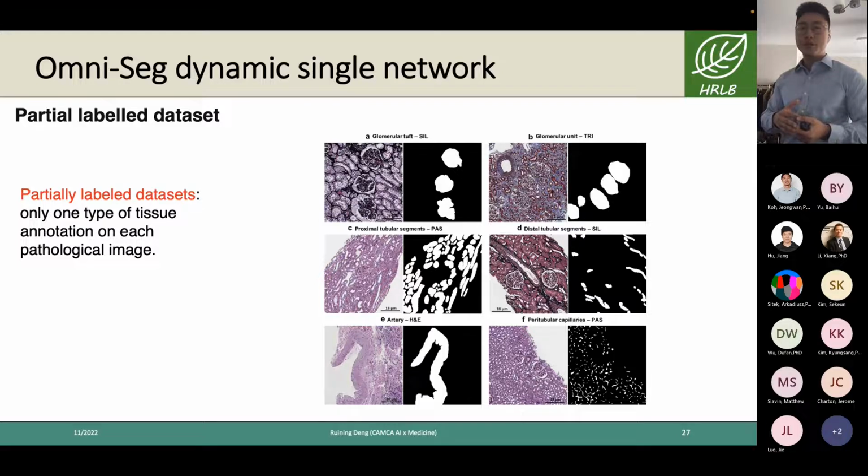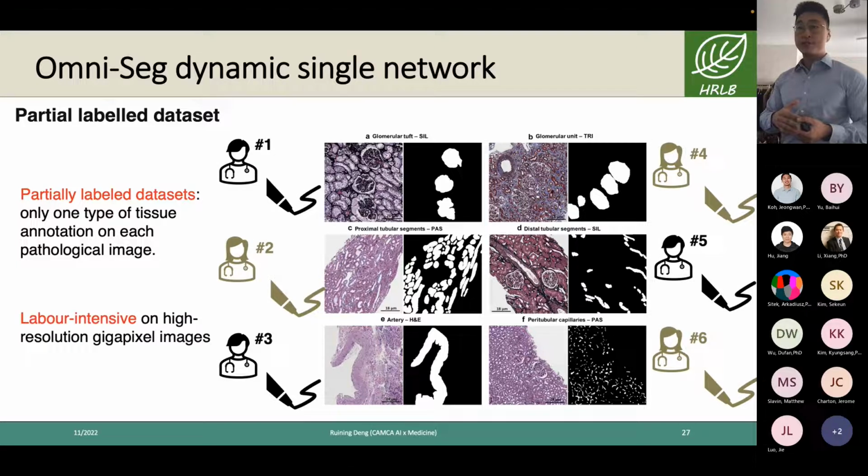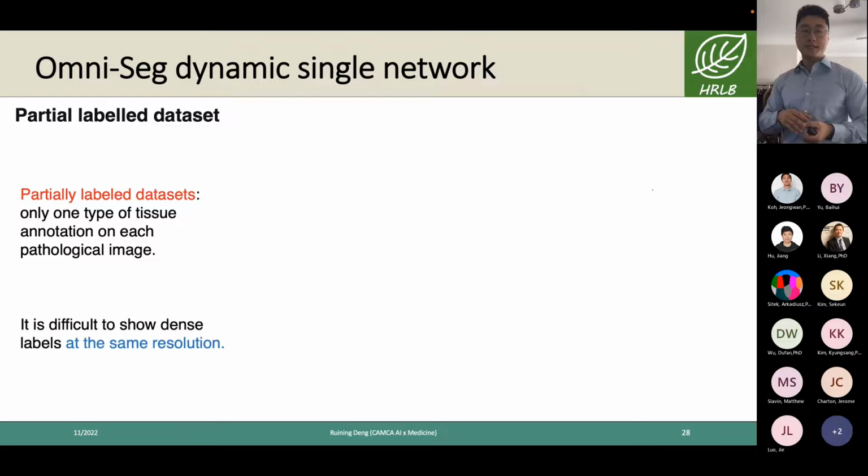There are two main reasons for partially labeled data sets. The first one is that the annotation is very label intensive because the image is really big, very large. So usually they have to use several pathologists to focus on each different tissue type to make annotation. So each pathologist will only focus on one specific tissue type on each image, and then there's no aggregation performed to aggregate all of the annotation together.